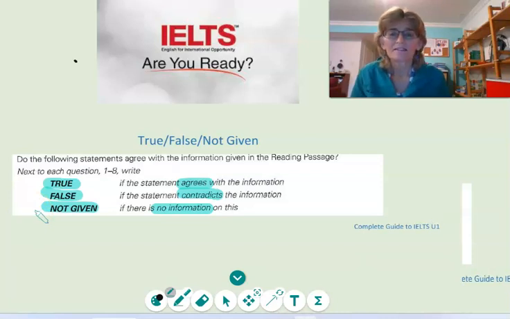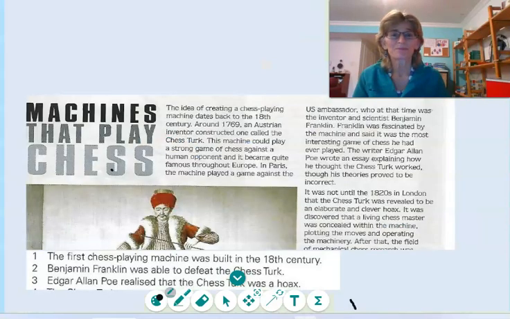Now another example, let's say the statement says there are 29,000 people in the stadium, but in the text it says 39,000 people are in the stadium. Then it's false because the statement contradicts the information in the text. Okay, so now let's go on and look at an example.